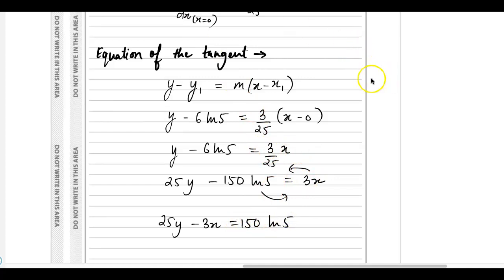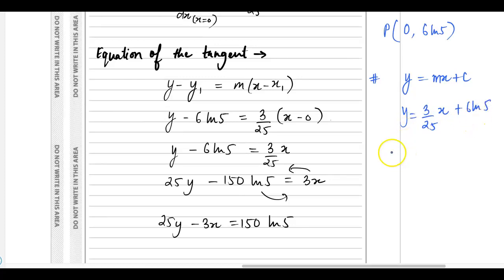The other way, what I thought immediately clicked, but I was on the second step, because the point P is actually the y-intercept, no? 0, 6 ln 5. So you can directly use the equation of tangent as y equals mx plus c. This is what I thought at that moment. So y equals m, which is 3 over 25x, plus 6 ln 5. Just multiply by 25, move x here, 25y minus 3x equals 25 times 6, which is 150 ln 5. So yeah, it's short, it's cutting down some steps, and there we have shown everything.